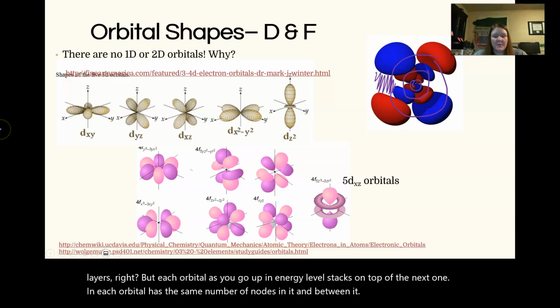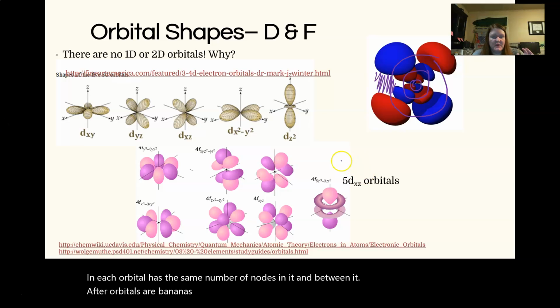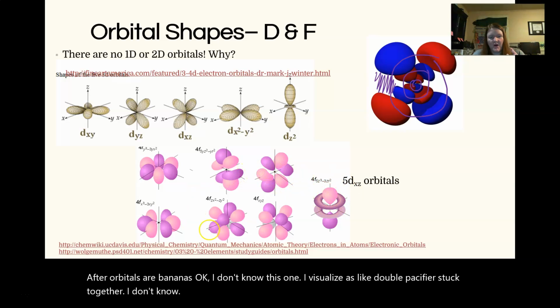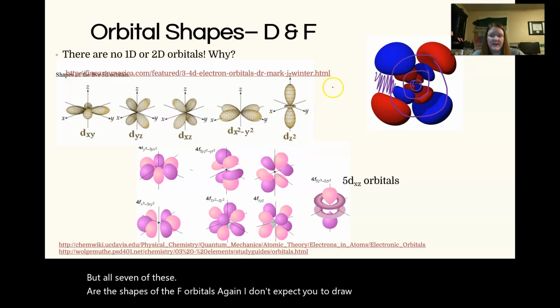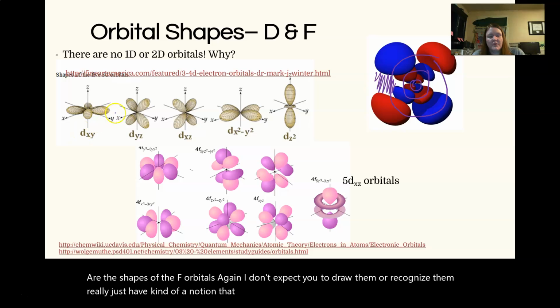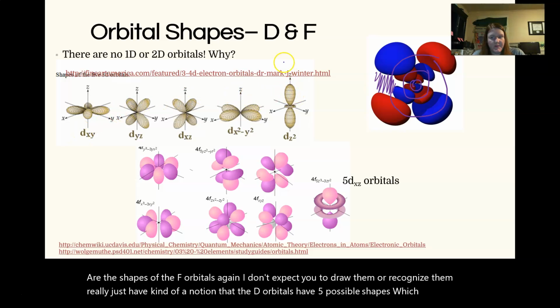F orbitals are bananas, okay? Like, I don't know. This one I visualize as like a double pacifier stuck together. But all 7 of these are the shapes of the F orbitals. Again, I don't expect you to draw them or recognize them really. Just have kind of a notion that the D orbitals have 5 possible shapes, which I called boxes before.